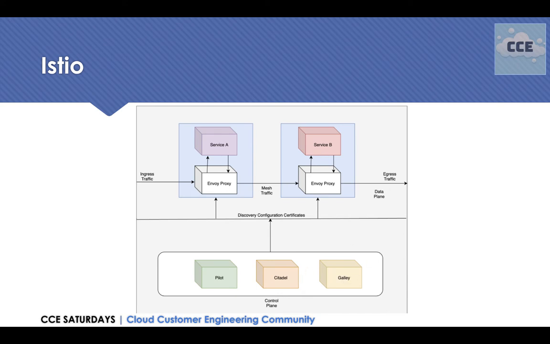Now, Envoy is the only component you can see here which will be talking to your business applications, like your microservices. So Envoy is talking to service A and service B. However, the other components of Istio would be isolated. They are not talking, they are just controlling the Envoy proxies.